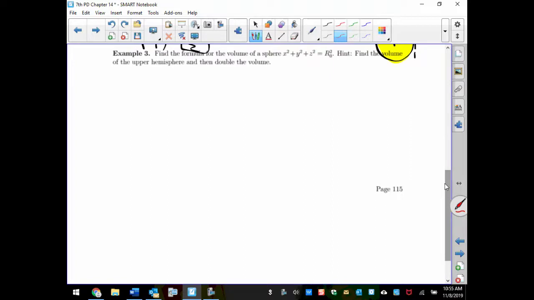Find the formula for the volume of a sphere, x squared plus y squared plus z squared equals r0 squared. Hint, it says find the volume of the upper hemisphere, then double the volume to find the volume of the full sphere. Well, what is the volume formula? We know what the volume formula for a sphere is. That's 4/3 pi r0 cubed. So this is what we're expecting. So this is the answer.